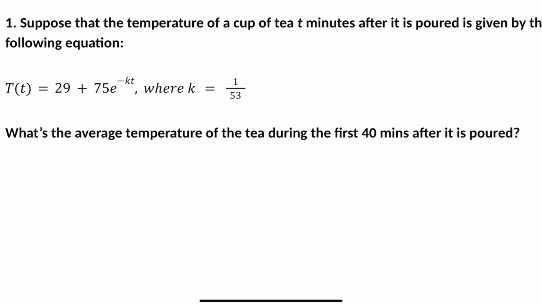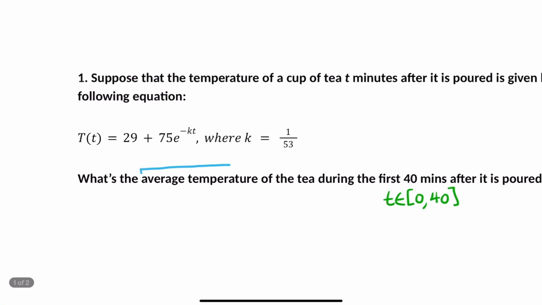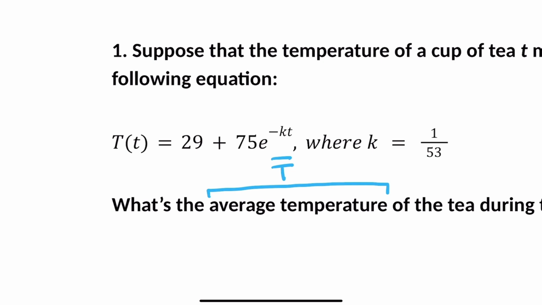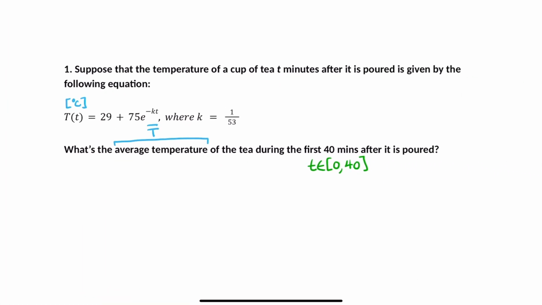Right off the bat, we know that our interval is going to be from 0 to 40, because the time has to start at 0 and end at 40 minutes. We also know that we're being asked about the average temperature, which we can denote by capital T with a little bar above it to indicate the average value. And we know that capital T of t is going to give us units of some temperature, which we can call degrees Celsius. If you wanted to do Fahrenheit or Kelvin, you could, but we'll just do degrees Celsius to keep it simple.